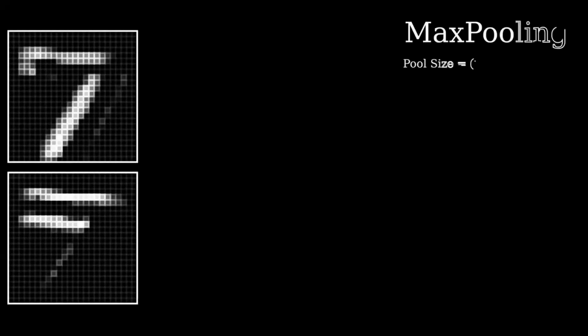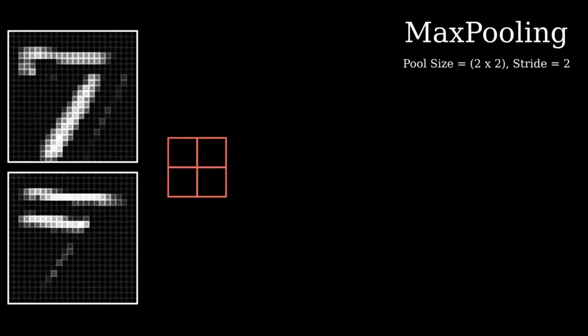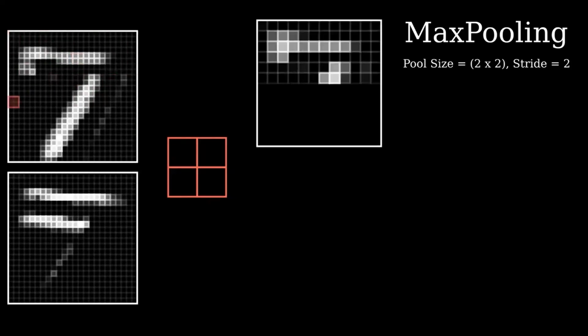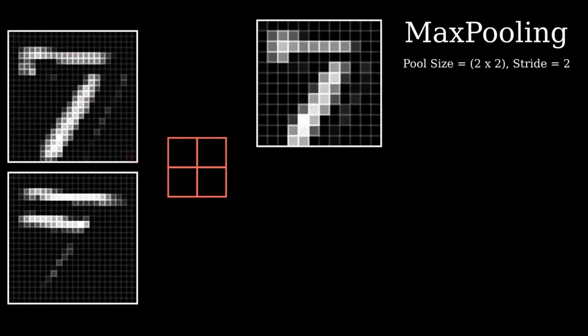These are called channels. We will now perform max pooling with a pool size of 2 by 2 and a stride of 2. The pool size is exactly the same as the filter size. You will have a matrix with the dimensions 2 by 2. Performing max pooling on the first channel will result in this. Now, let's delve deeper into the pooling process to see what's actually going on.